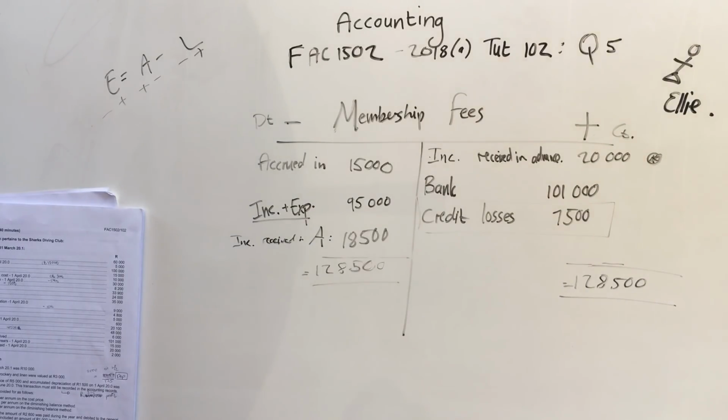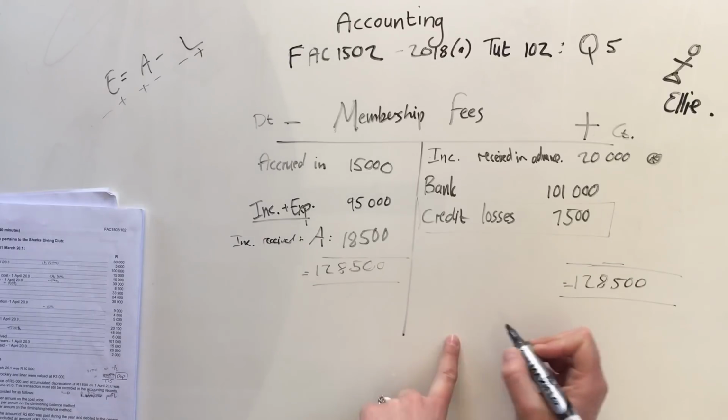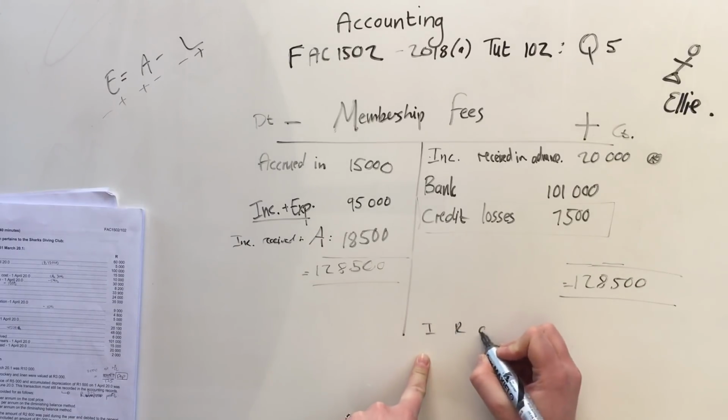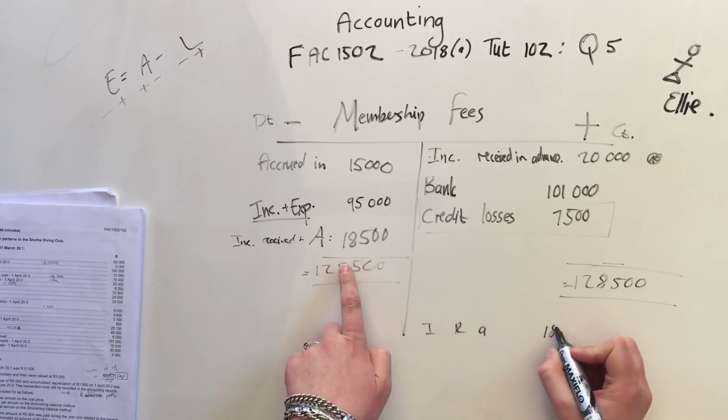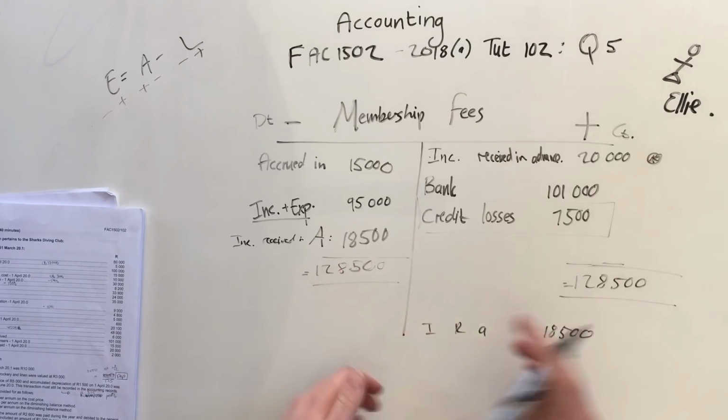So this is how you end off the year. Then in the new year, which you don't have to write now, you'll bring that money here again and say income received in advance, just like there, and it'll be 18,500. Okay, great.